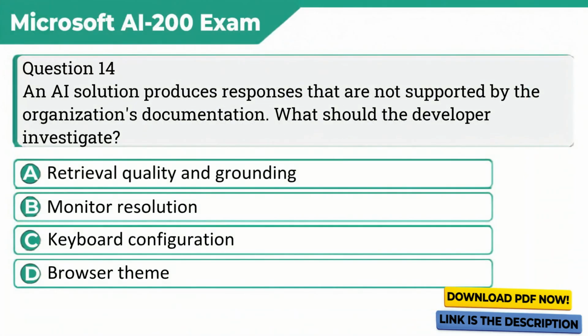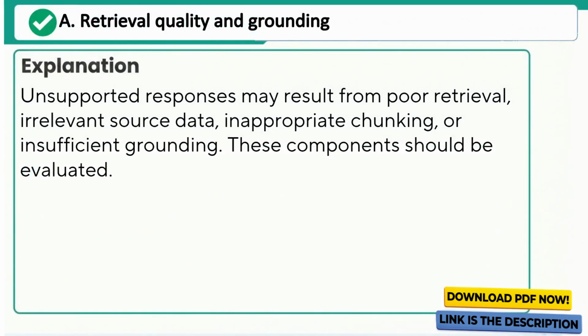Question 14. An AI solution produces responses that are not supported by the organization's documentation. What should the developer investigate? A. Retrieval quality and grounding. B. Monitor resolution. C. Keyboard configuration. D. Browser theme. Correct answer. A. Retrieval quality and grounding. Explanation. Unsupported responses may result from poor retrieval, irrelevant source data, inappropriate chunking, or insufficient grounding. These components should be evaluated.